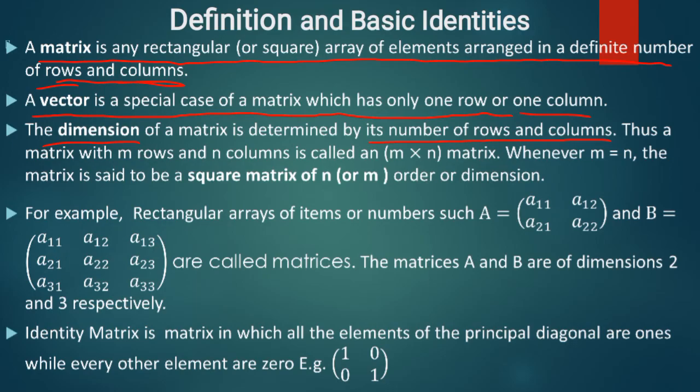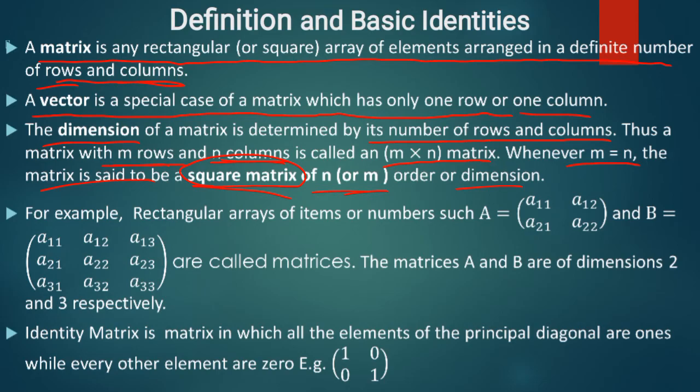Thus, a matrix with m rows and n columns is called an m by n matrix. Whenever the number of rows equals the number of columns, as in m equals n, the matrix is said to be a square matrix, with dimension n, or depending on m, whichever dimension you're picking.